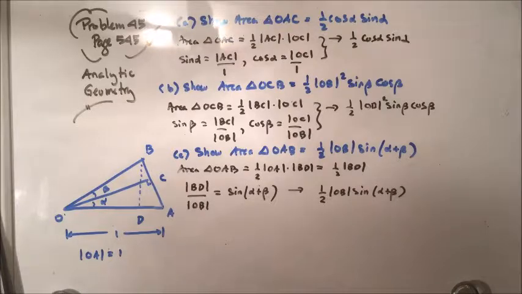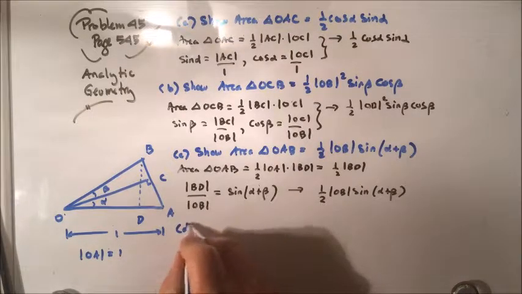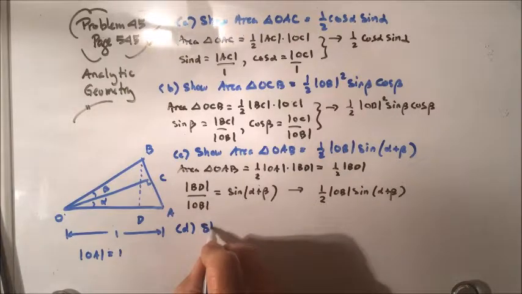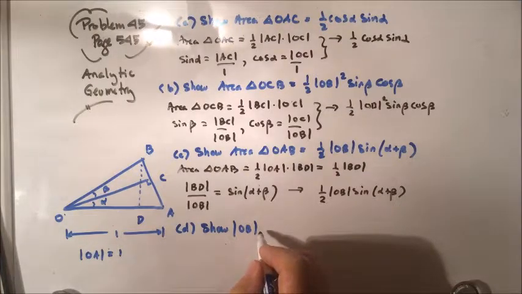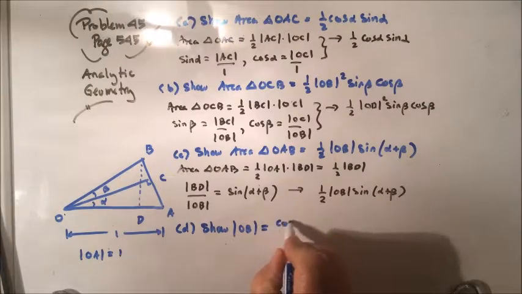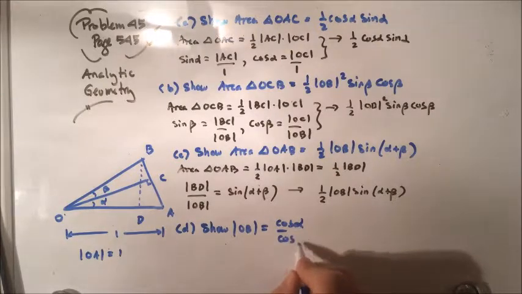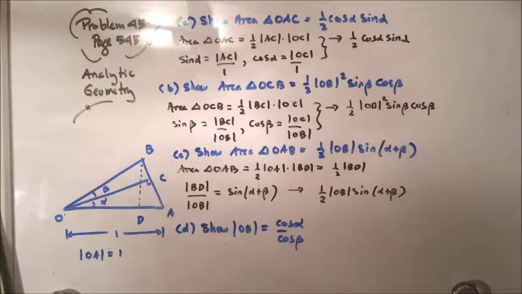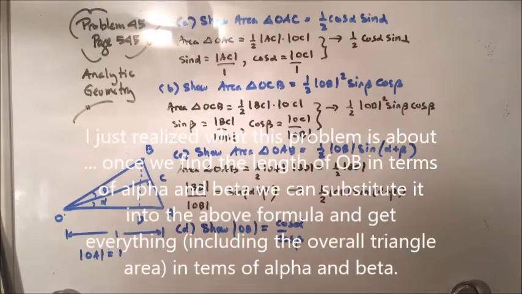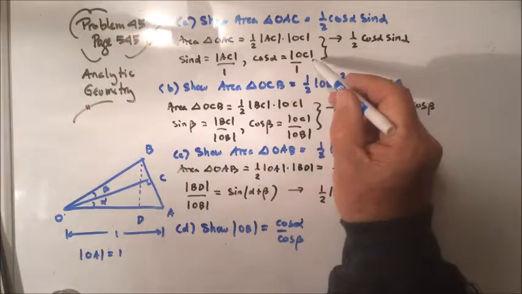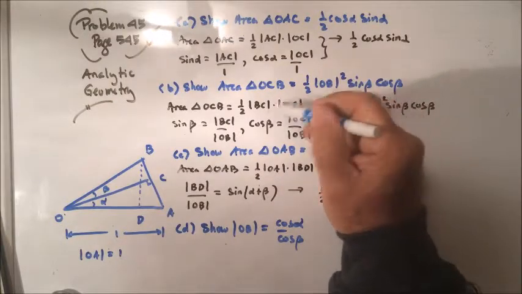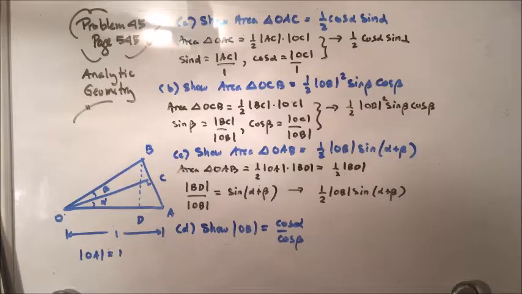Last problem here, D, says show that OB is equal to cosine alpha over cosine beta. I told you this is sort of an odd problem. Let's see how we can do that. I feel like I've already done that to some extent. So what am I doing? I'm showing that cosine alpha is OC. Where is cosine beta? Oh, look at that. We've already done it.